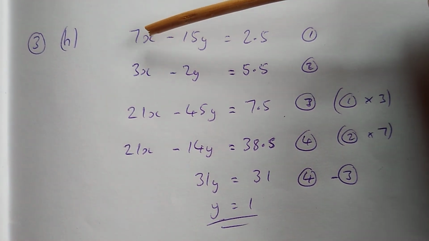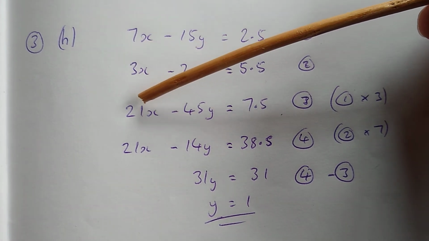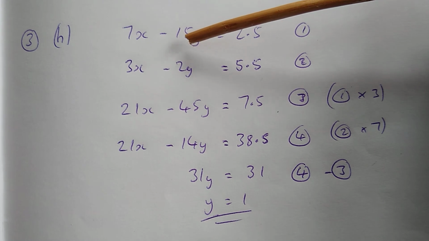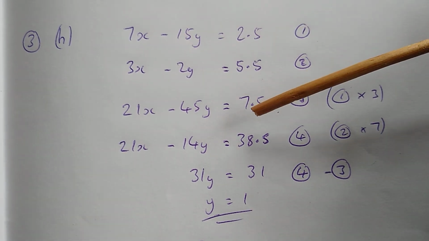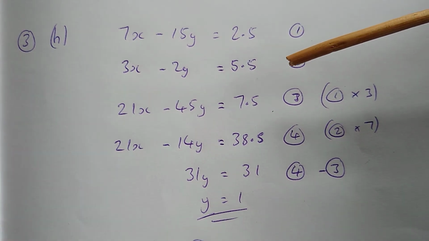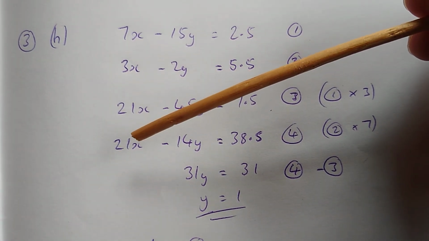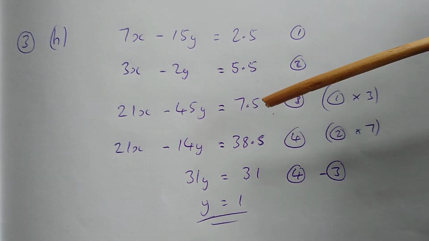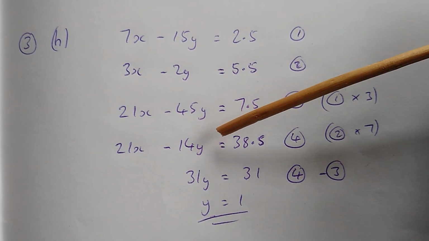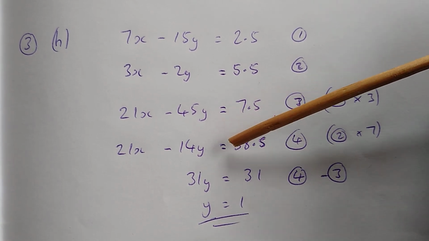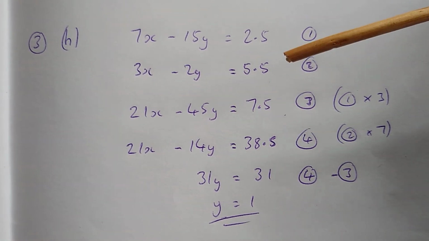So here I've decided to make the x terms both into 21x. So I've tripled the top equation. Remember to triple the minus 15y and the 2.5. I have decided to make row 2 into 21x as well for the first term. So I'm multiplying every term by 7. If we need to do a little bit of vertical multiplication or a chimney sum at the side to get 38.5, please do that.